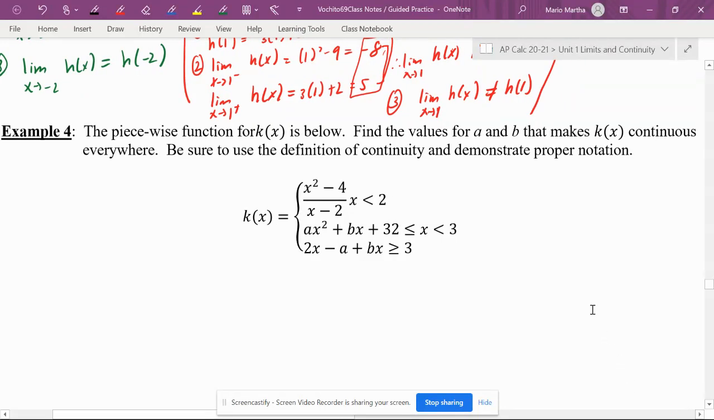Topics 1.10 to 1.13. So example 4, the piecewise function for k of x is below. Find the values for a and b that make k of x continuous everywhere. So be sure to use the definition of continuity and demonstrate proper notation.